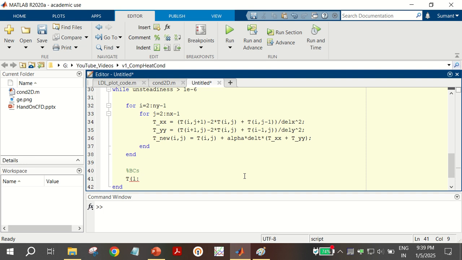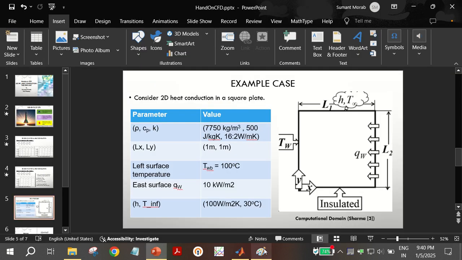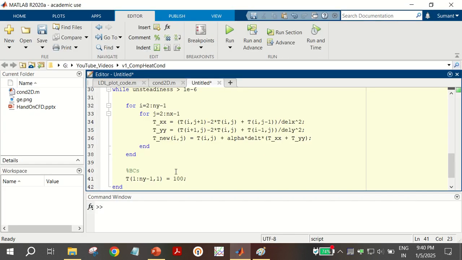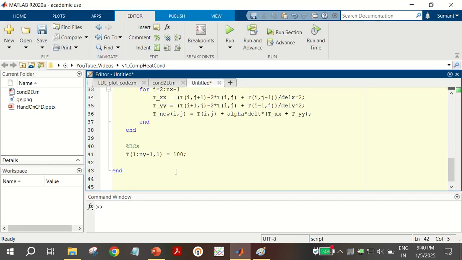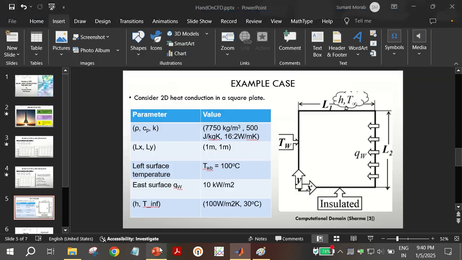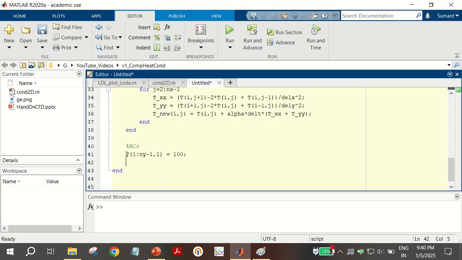You can do it using a loop also if you find this a bit difficult. What I have done is basically i from 1 to ny minus 1 and j equal to just 1. So I'm setting the boundary condition, it is equal to, I think, 100, right? The west boundary was at 100. Yes, it's at 100. Now similarly, I would like to do the east boundary and the south boundary.